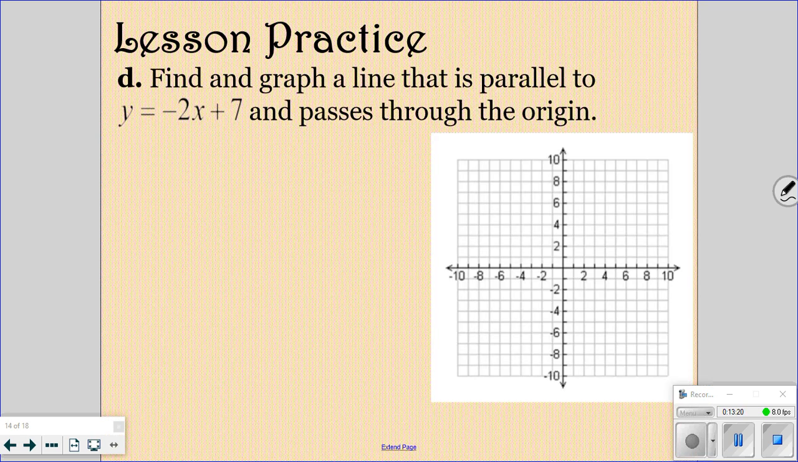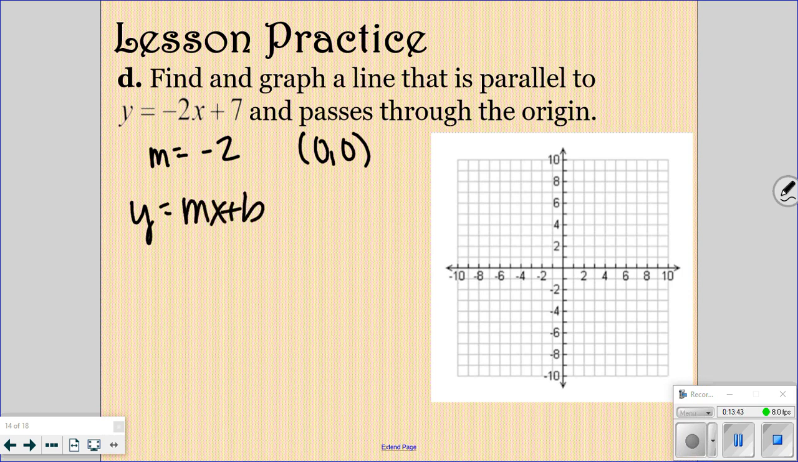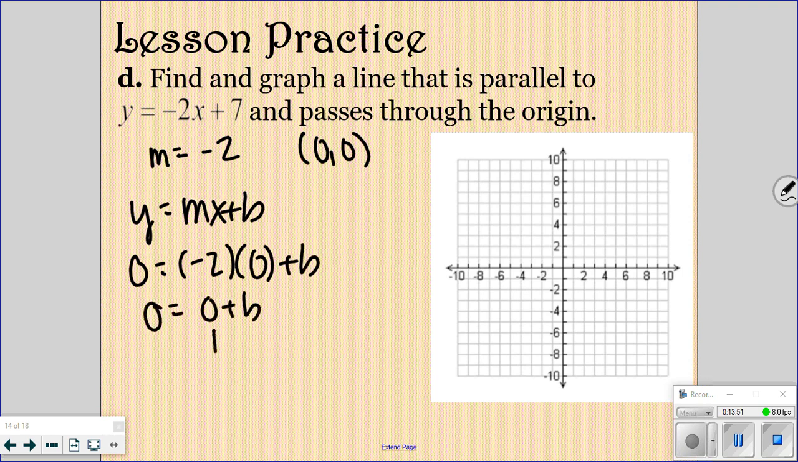Looking at D, see if you can find and graph a line that is parallel to the given line and goes through the origin. So you don't have to graph the original line, just the new one. We want it to be parallel, so our slope is going to be negative 2. And if it goes through the origin, that's (0, 0). So y equals mx plus b. Your y is 0, and your x is 0, so your b value is 0. So your equation is just y equals negative 2x.